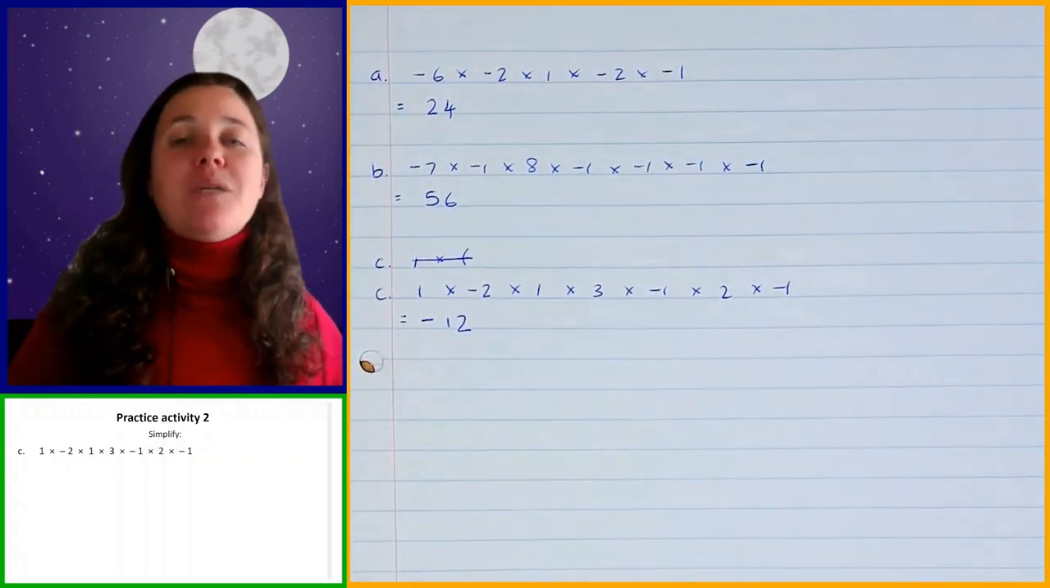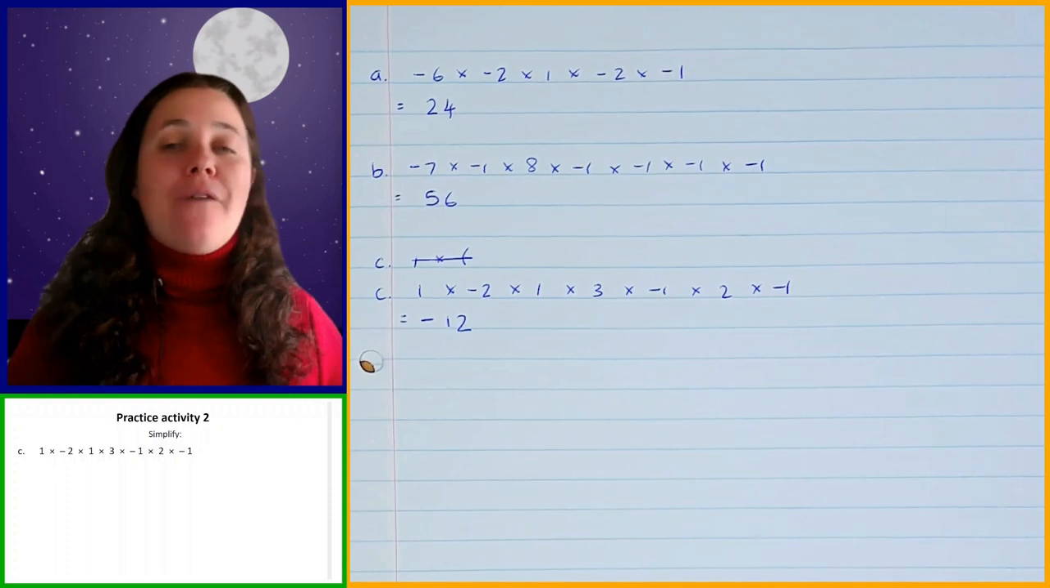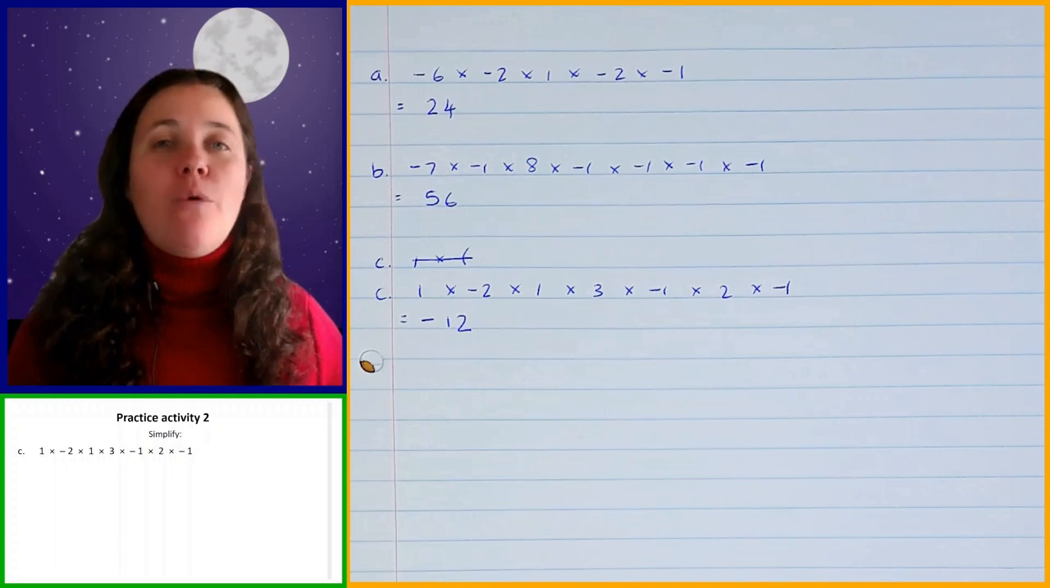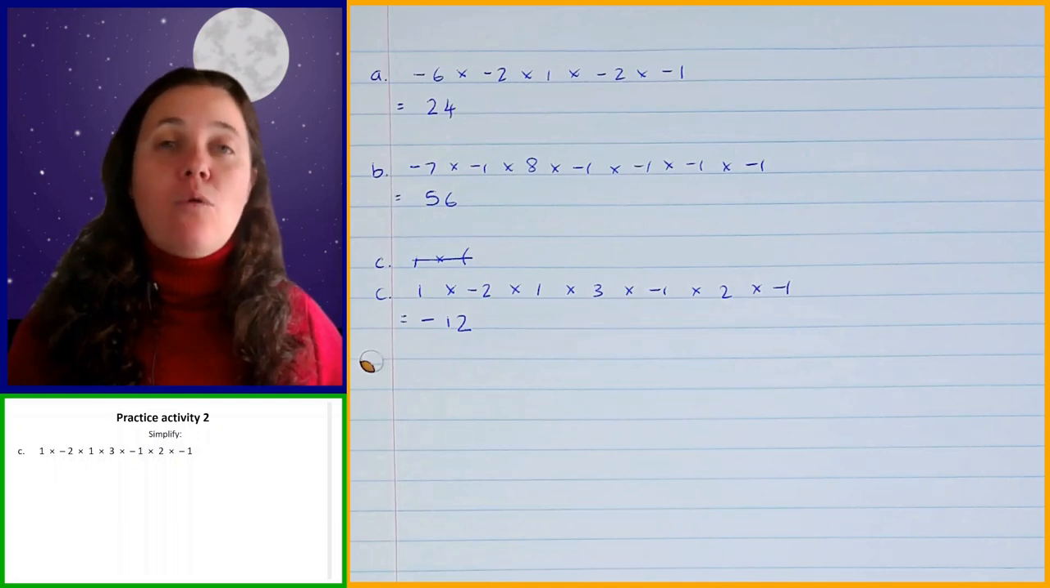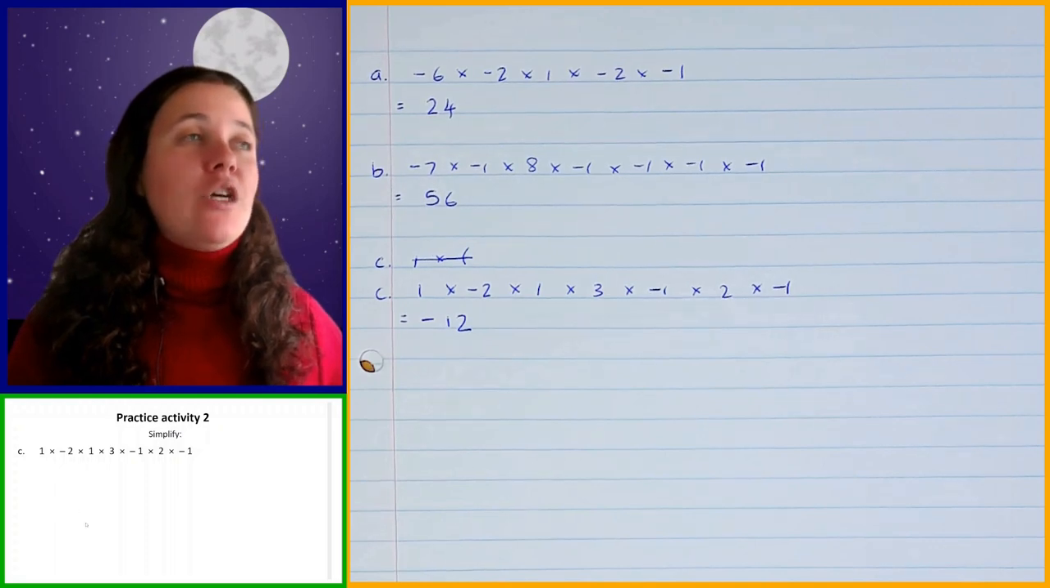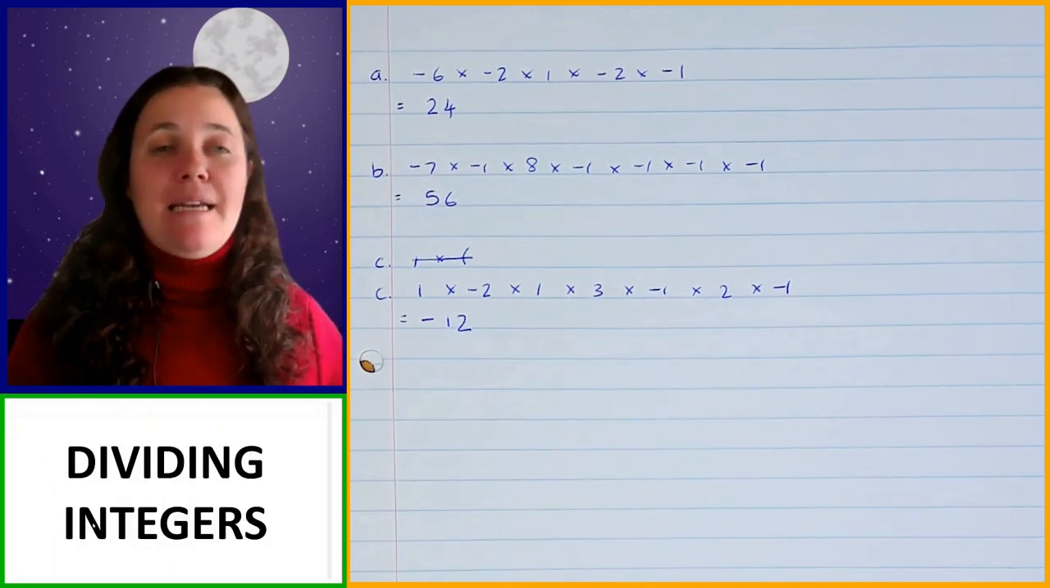Okay, so that is multiplying integers. When you have an even number of negatives, you get a positive answer. When you have an odd number of negatives, you get a negative answer. And once you've identified your sign, all you need to worry about doing is multiplying all of those absolute values together to give you your final answer. Now let's go and have a look at dividing integers.